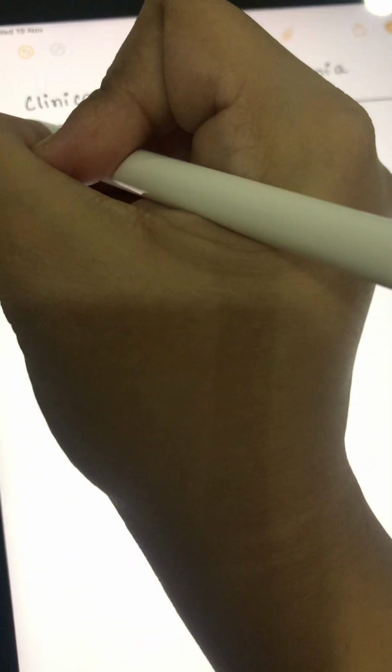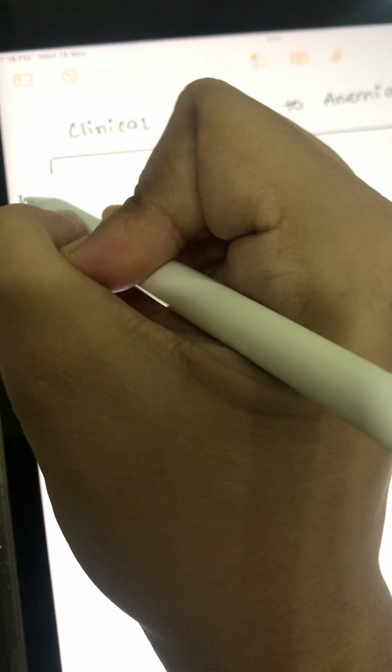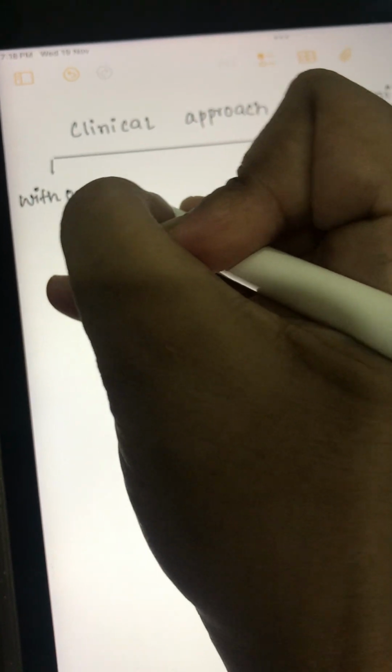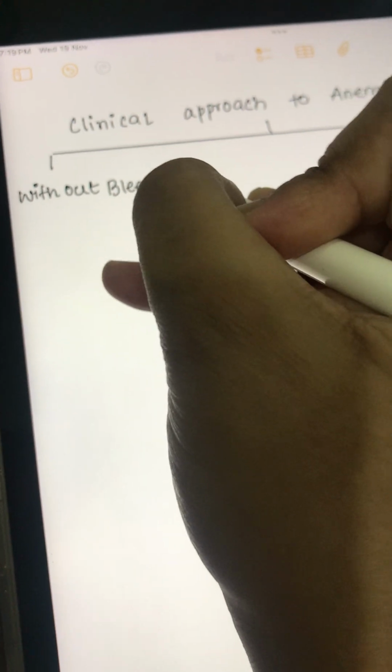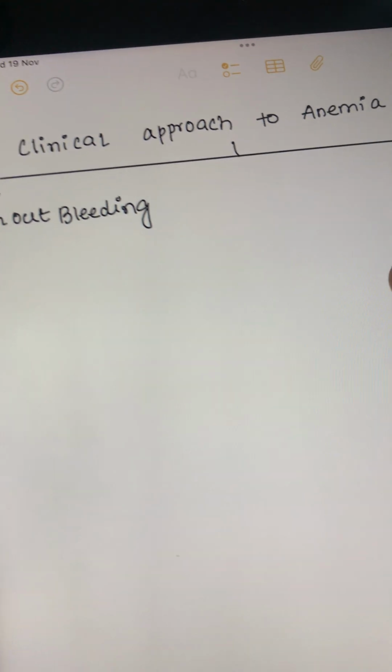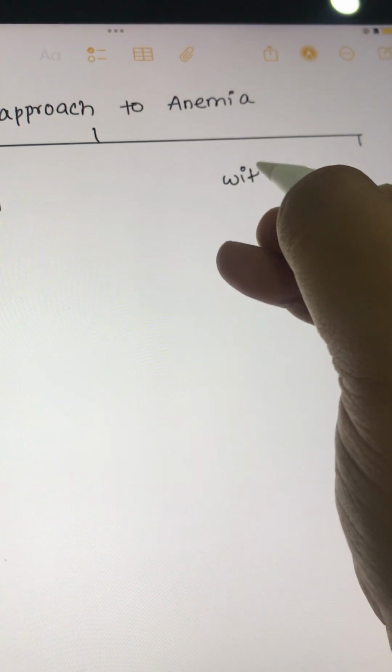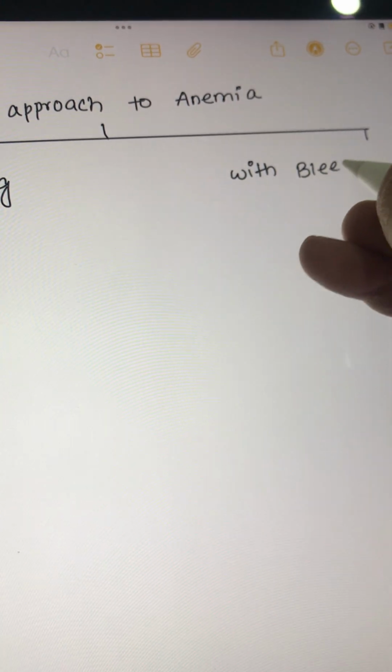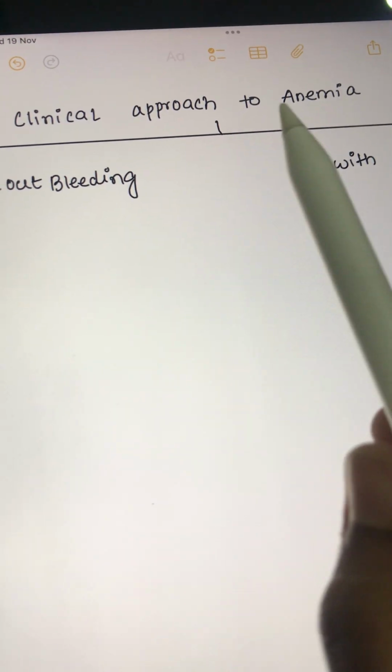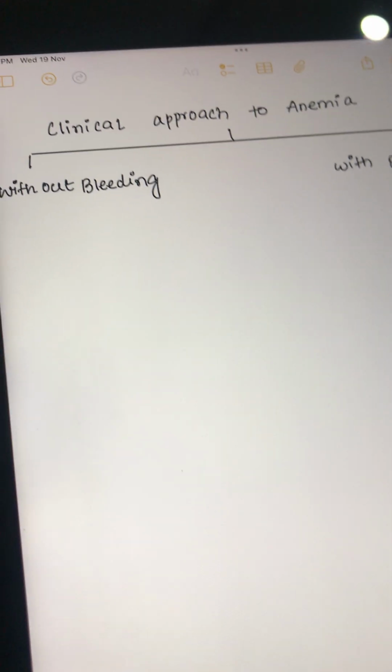So clinical approach to anemia can be easily divided into two basic things. Those are that without bleeding and with bleeding. Okay, when we do this clinical approach to anemia, the sole purpose of making this chart and learning the scenarios is because we want to think in a certain way while we are into practice.